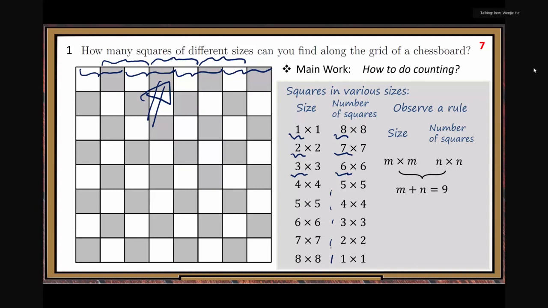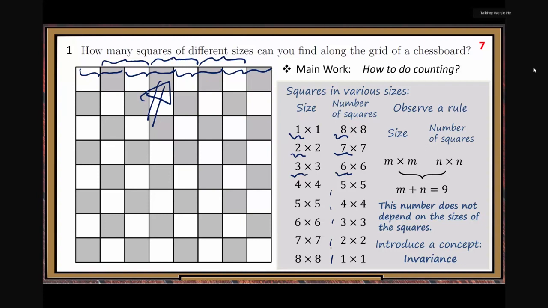So for this rule, in this question, we use a concept to represent it. Because this is a fixed number. When you change the sizes, this number never changes. It's an important property. So we introduce a concept for this fixed-number quantity: invariance. In problem solving, sometimes there is a hidden property, and this hidden property is very important. We call it the invariance property. It's hidden. You need to discover it.